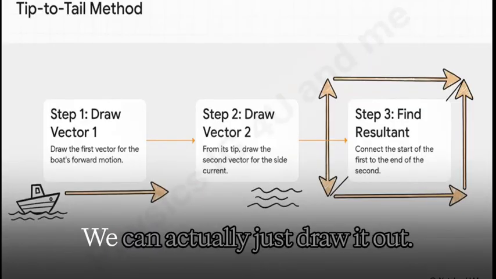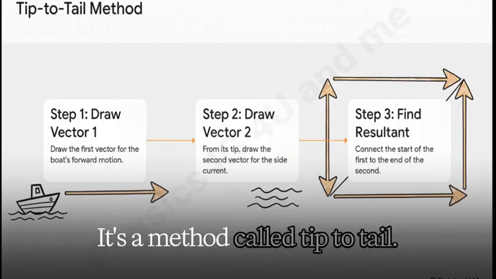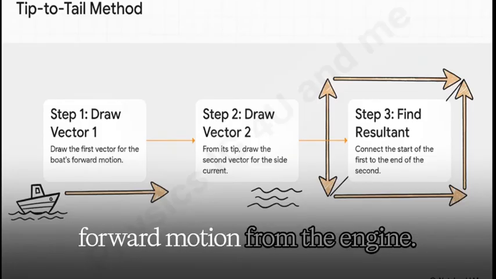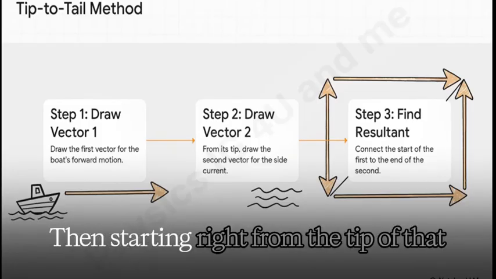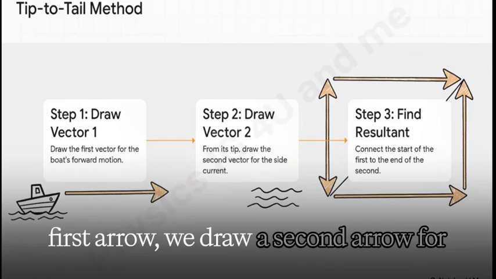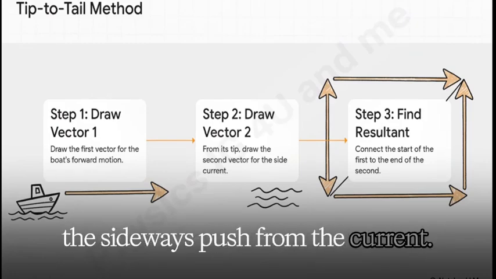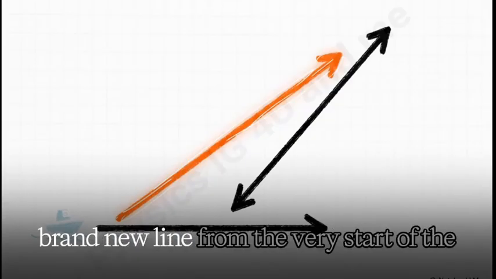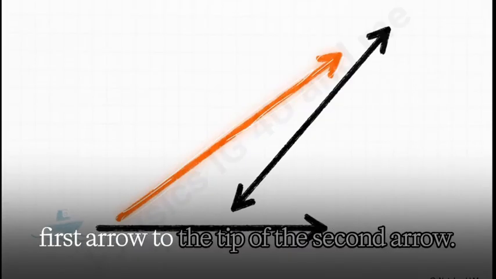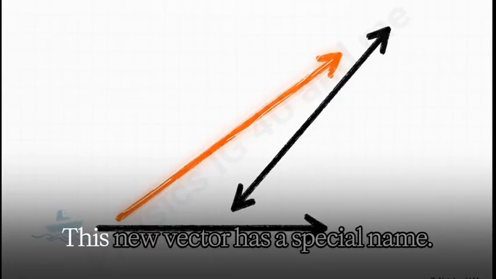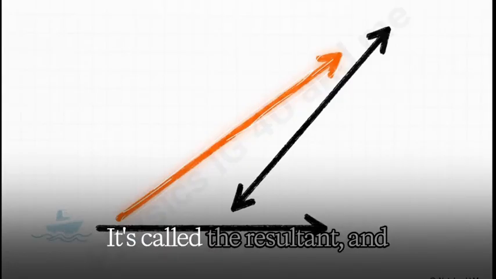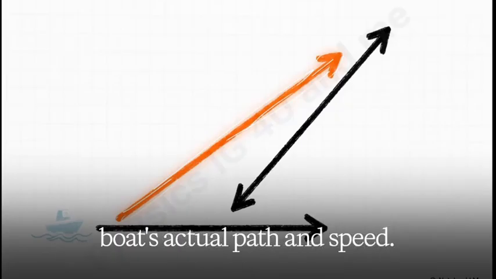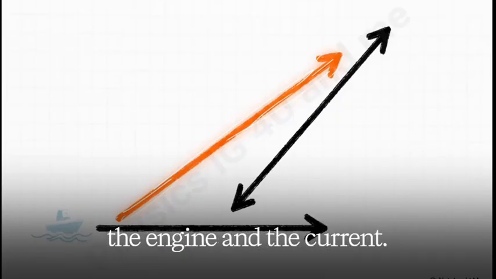To figure that out, we can actually just draw it out. It's a method called tip to tail. First, we draw an arrow showing the forward motion from the engine. Then, starting right from the tip of that first arrow, we draw a second arrow for the sideways push from the current. And now for the final step. You just draw a brand new line from the very start of the first arrow to the tip of the second arrow. This new vector has a special name. It's called the resultant. And that is what shows you the boat's actual path and speed. It's the combined effect of the engine and the current.